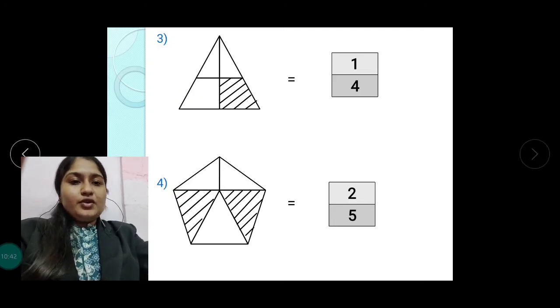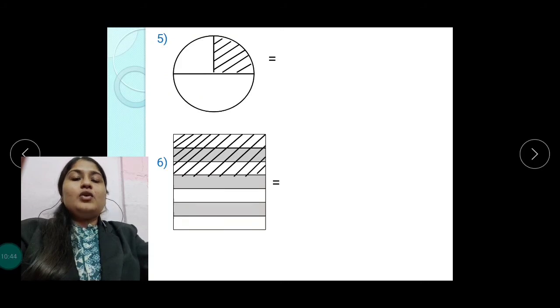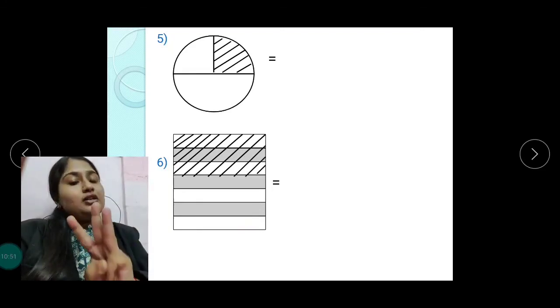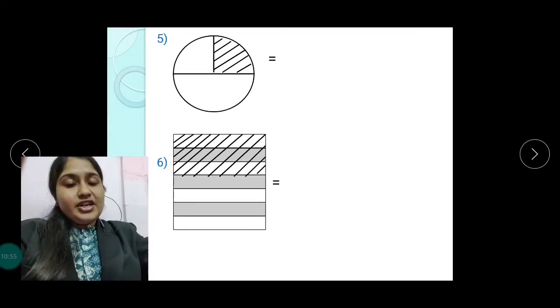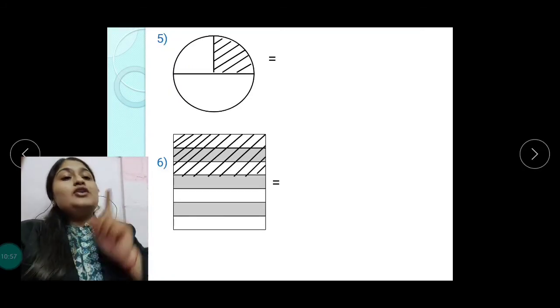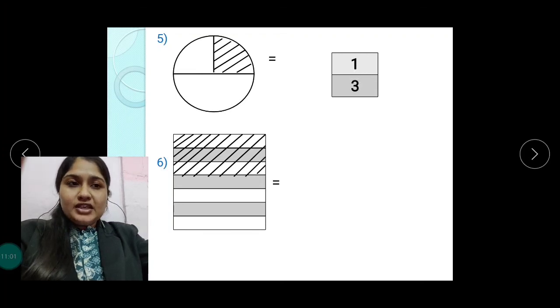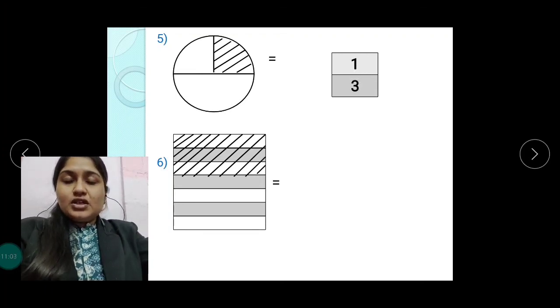Okay, so now continuing with the fifth one. Here the fifth one is a circle, and the circle is divided into 3 parts. How many total parts are there? 3. And among them, which one is shaded? Only 1. So our answer will be yes 1/3. Right? What will our answer be, students? 1/3.